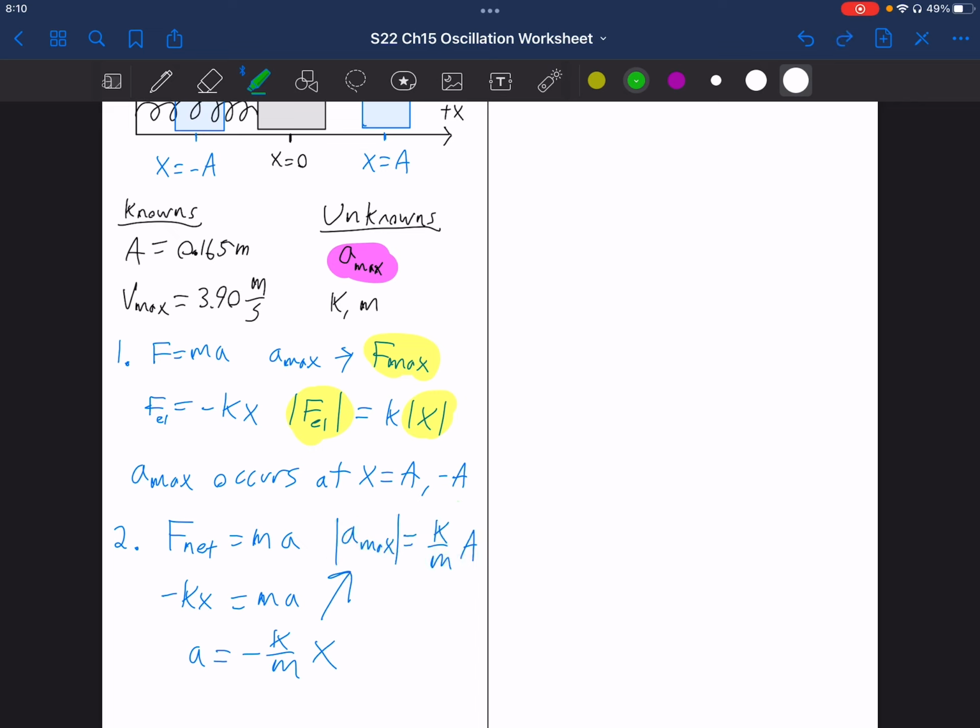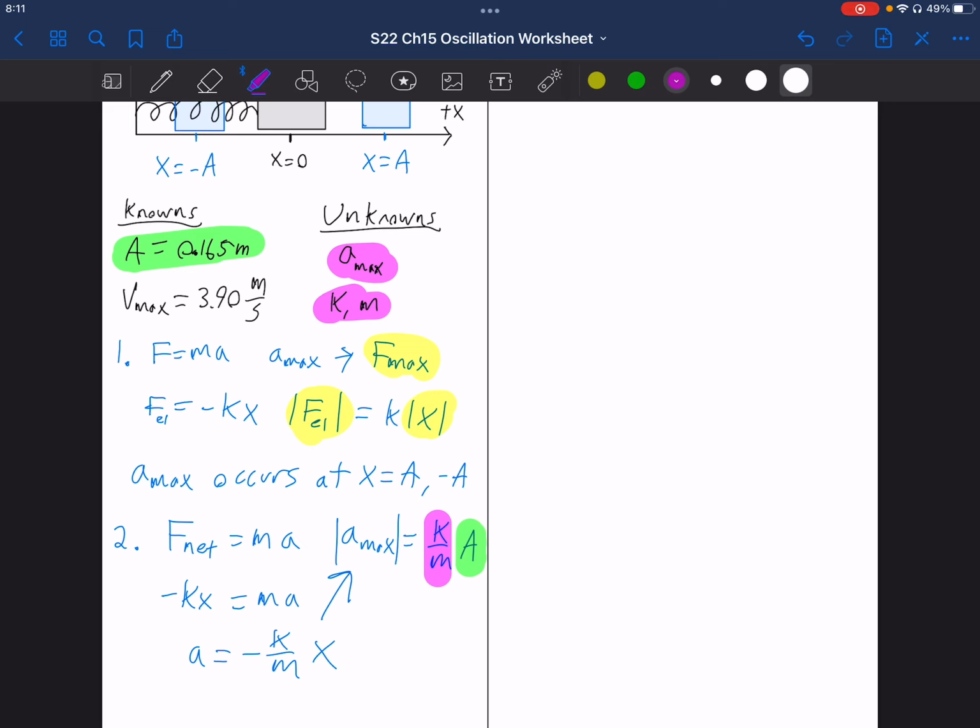Okay, so looking at this equation, we already know the amplitude. So that's going to be helpful when we plug it in. But we don't know k or m. Those are both unknowns to us. And so although we have a nice equation which is going to be helpful to solve the problem, we can't solve it yet because we still have two unknowns. So now we have to think about some other concepts that we can use to figure out k and m. Of all the different methods of solving these oscillation problems, which one could we now use?